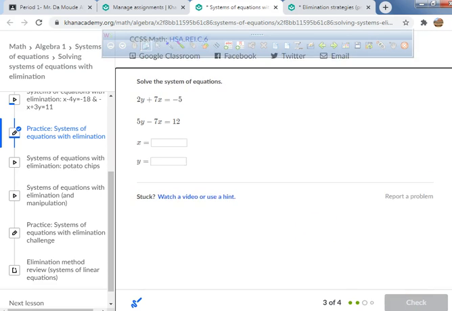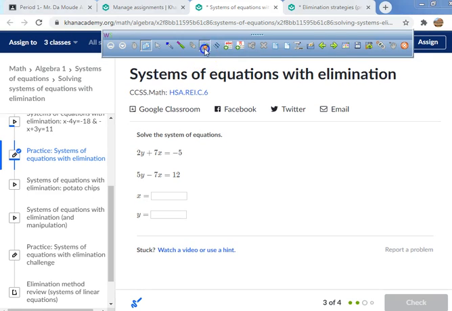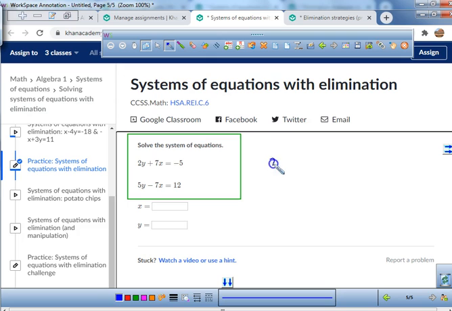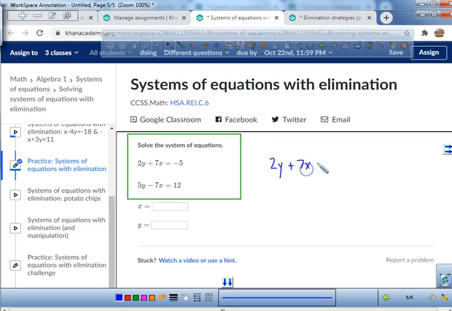Last one. Can you guys please write this one down right now? Like, write what down? Write that right there. Here we go. While you guys are writing, I'm going to go ahead and start writing. Here we go. 2y plus 7x equals negative 5. 5y minus 7x equals 12.